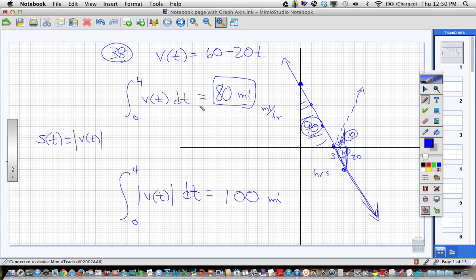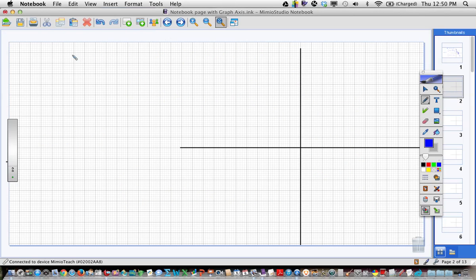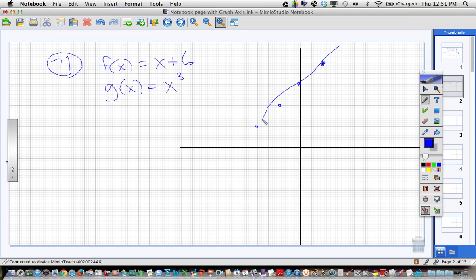Okay, another problem I think some of you had questions about was 71. Now 71 gives me two functions. The f function was x plus 6, and then the g function was x cubed. Am I right on that? All right. And so what happens here is we get a function that looks something like this, the line.